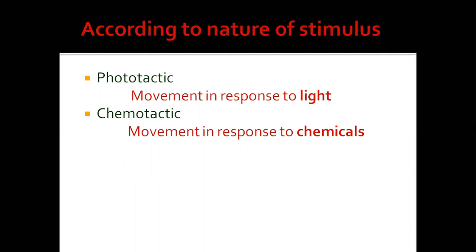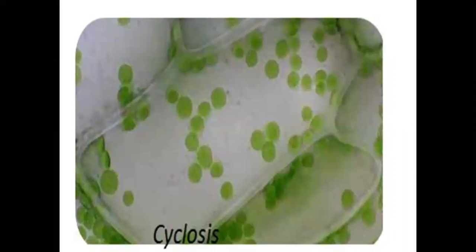According to the nature of the stimulus, if the movement is in response to light, it is called phototactic. Movement in response to chemicals is the chemotactic movement. Now, in this diagram, you see cyclosis. Cyclosis means the streaming of the cytoplasm. You can see the chloroplasts move towards the light. Why do they move towards the light? To receive maximum light so it can be helpful in photosynthesis.